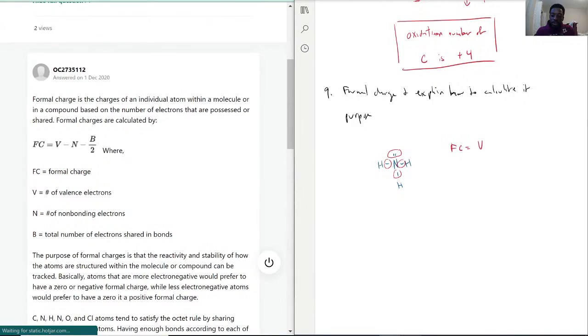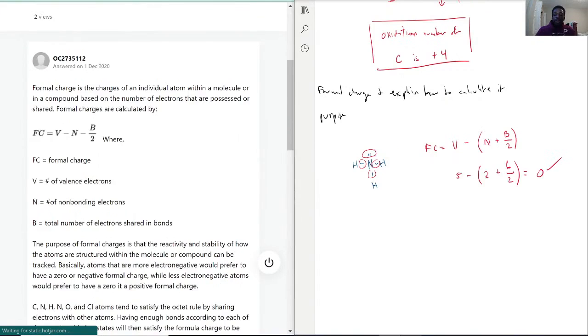So the formal charge of nitrogen in ammonia, if you plug in the numbers: it typically has 5 valence electrons based on the periodic table. It has only one lone pair by itself not bonded to anything, so that's 2 electrons. And it's sharing 6 electrons in total, since each bond is 2 electrons, divided by 2. So the formal charge of nitrogen is indeed 0. That's just an example of what it does.